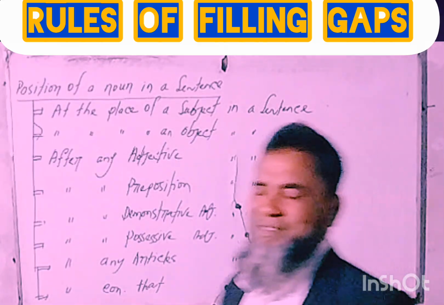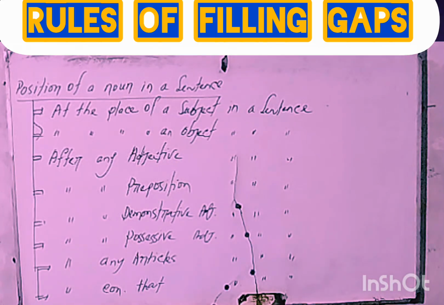Okay, I hope that you have understood clearly. Keep in mind that there are eight positions of a noun in a sentence. Try to memorize and save them in your memory, my dear learners. Number one, at the place of a subject in a sentence.